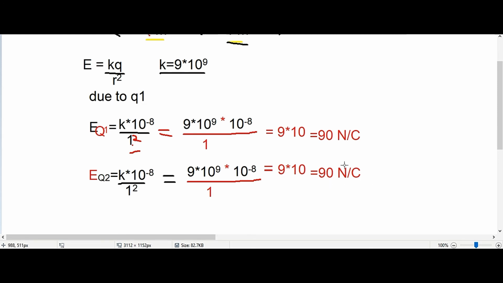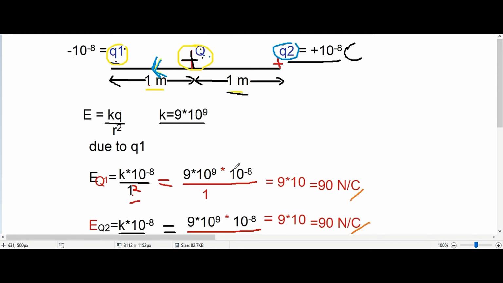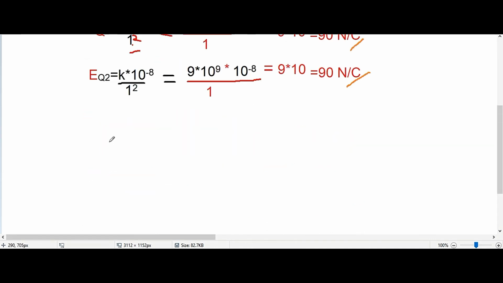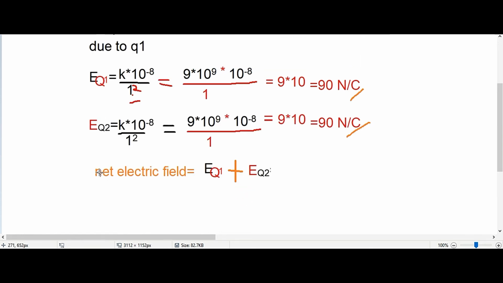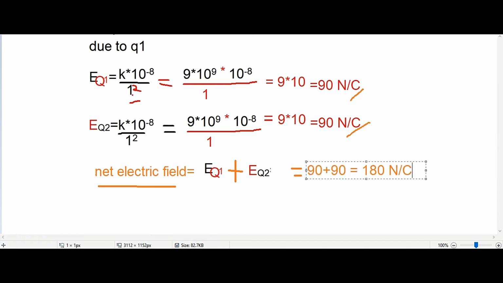So we have got the two values here. As you can see, this is your first value and this is your second value. Now on the same charge we are having two effects, one of Q1 and another of Q2. So finally we have to apply the superposition principle. So we can write here, net electric field is equal to EQ1 plus EQ2. So we are going to add both these values, and 90 plus 90 is equal to 180 Newton per Coulomb. So this is your final answer.